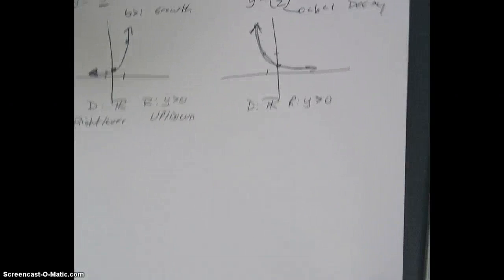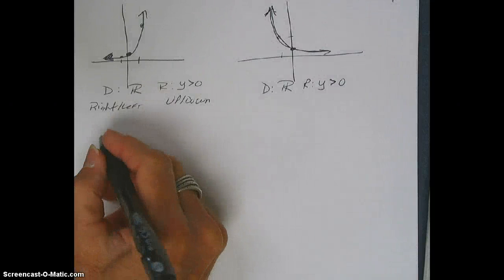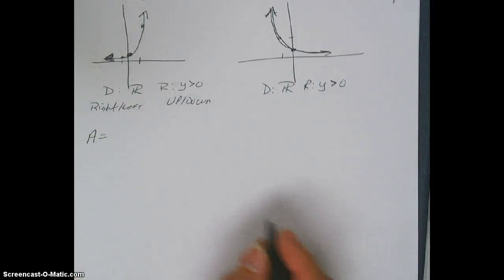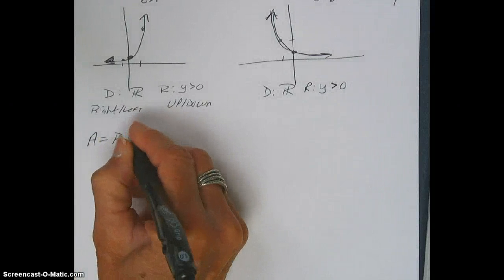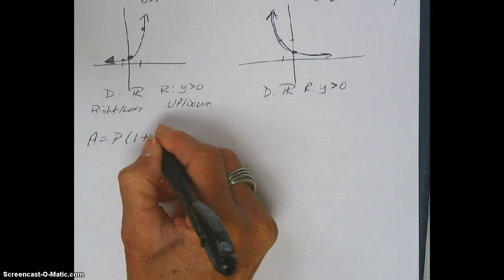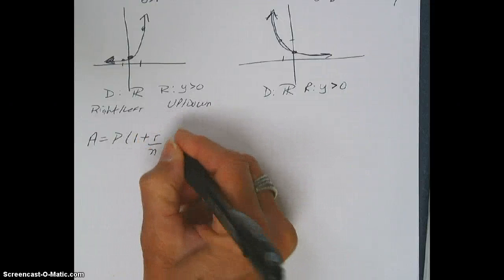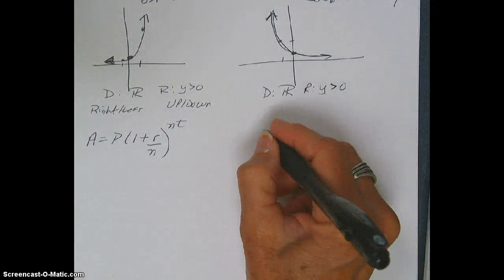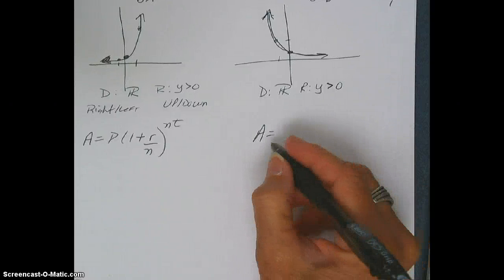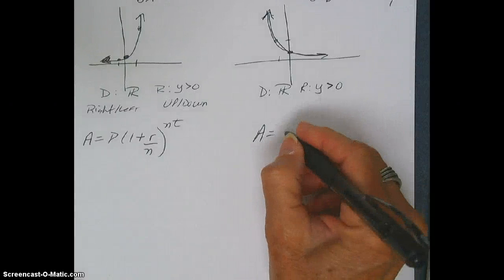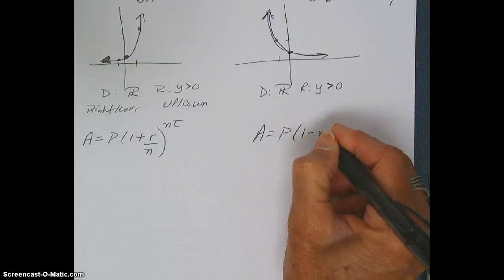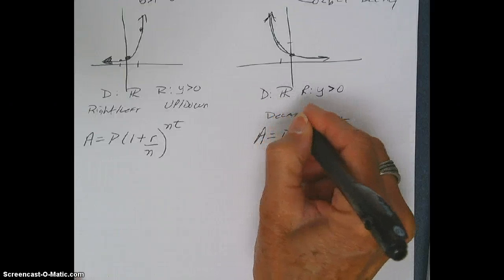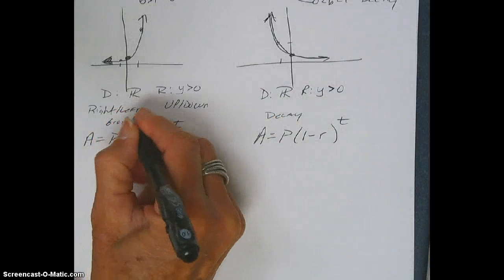The next idea that we did with exponential growth and decay were word problems, and our formulas for growth were A equals P times (1 plus, because we're growing, r over n) raised all to the nt. The decay problems were the amount of money or interest that we have is our principal, and (1 minus r) raised to the t, because this is our decay, okay, and this is our growth.